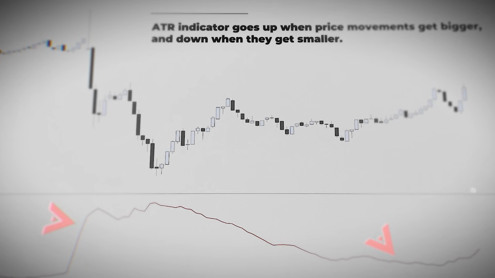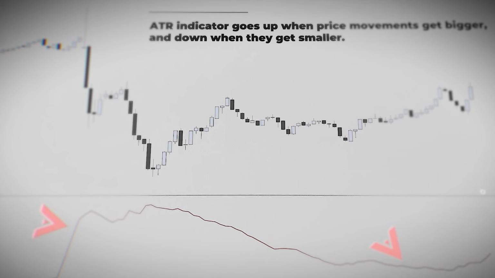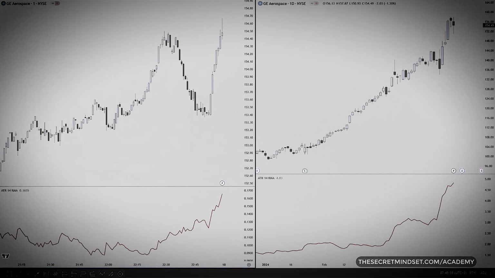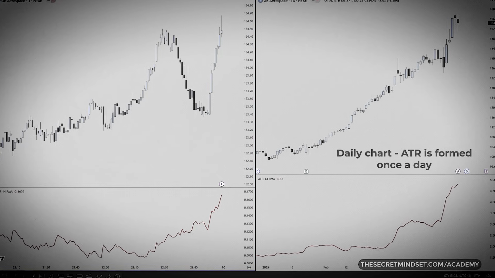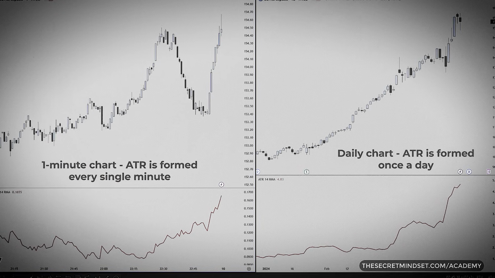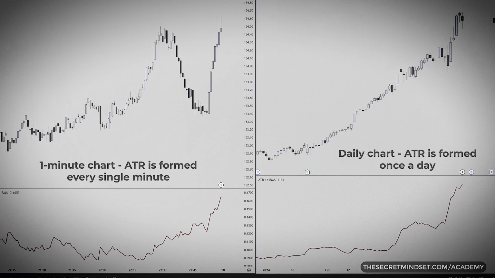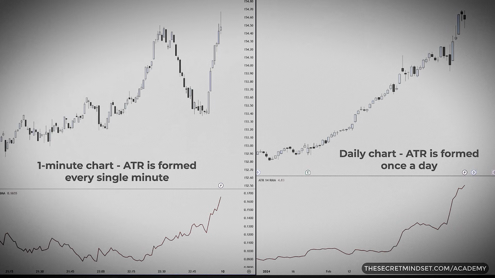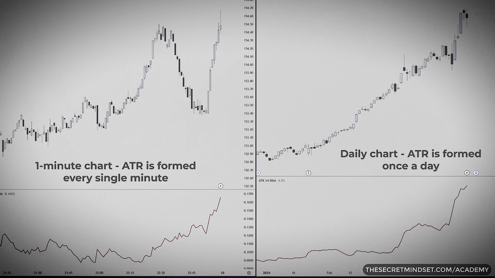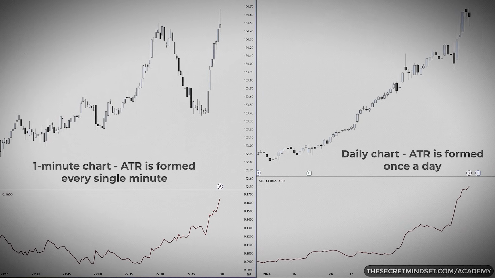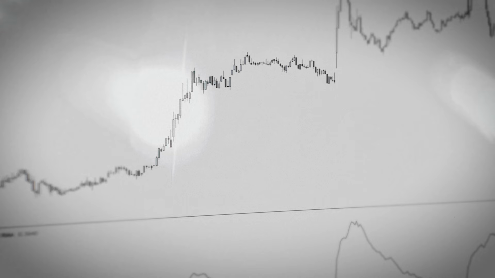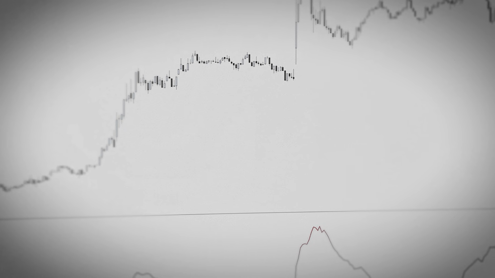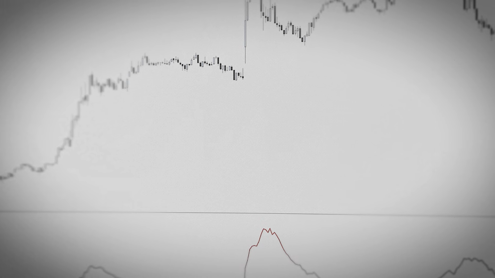Every time a new time candle forms, the ATR gets a new reading. On a 1-minute chart, the ATR is figured out every single minute. On a daily chart, the ATR is calculated once a day, so the ATR differs from time frame to time frame. All these readings are connected to make a line, and this lets you see how the price swings have changed over time.